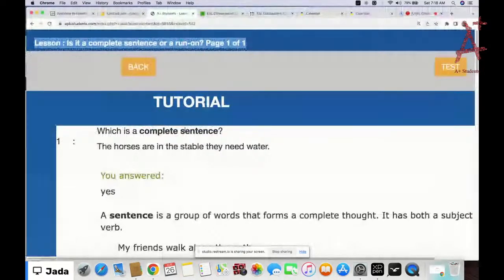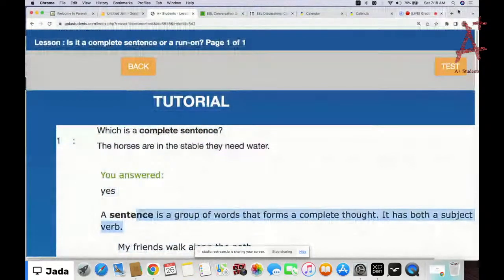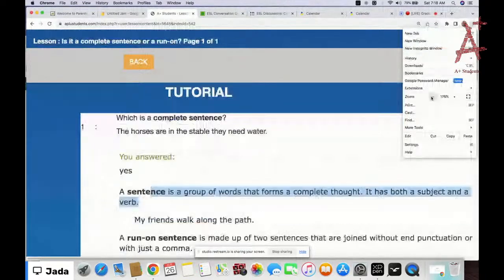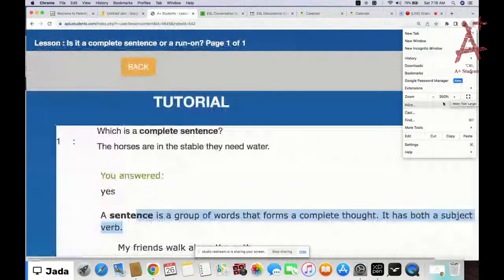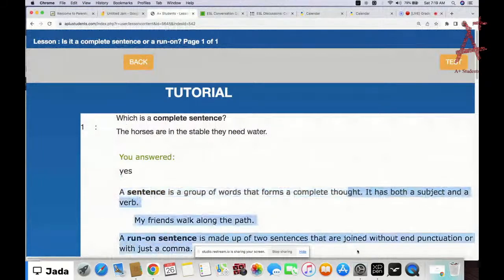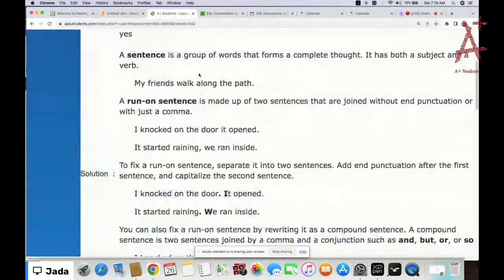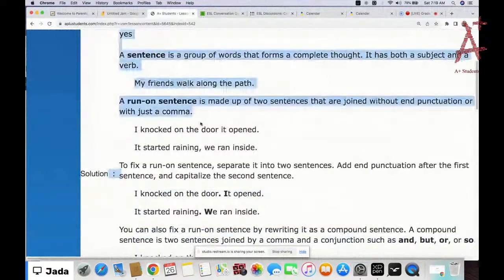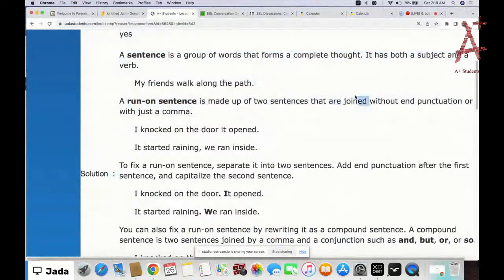Complete sentence or run-on. It's the same definition that we have for the sentence. It forms a complete thought. It has both a subject and a verb. So, my friends walk along the path, a complete sentence. Now, a run-on is made up of two sentences that are joined without end punctuation or with just a comma.